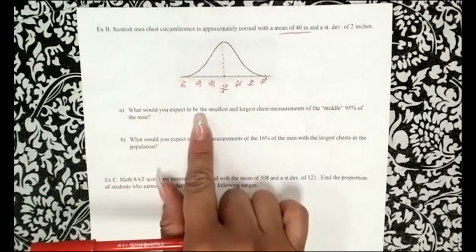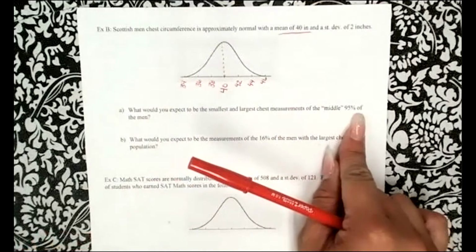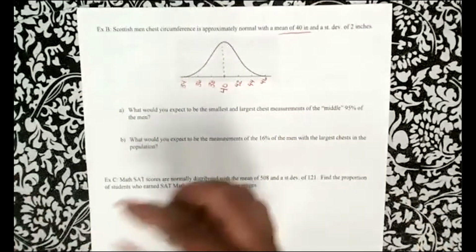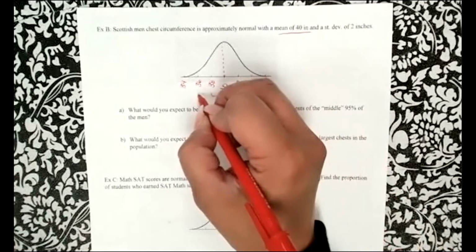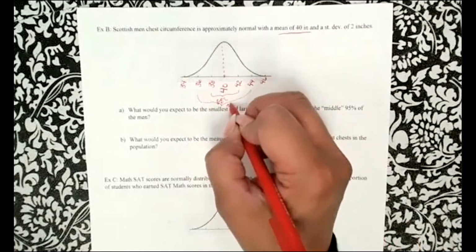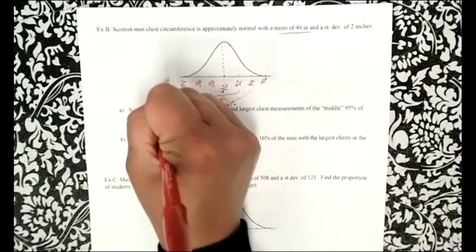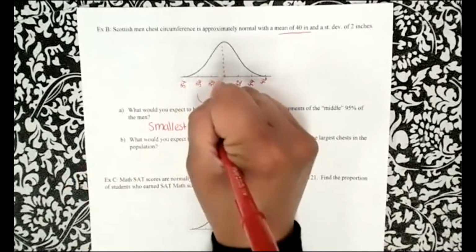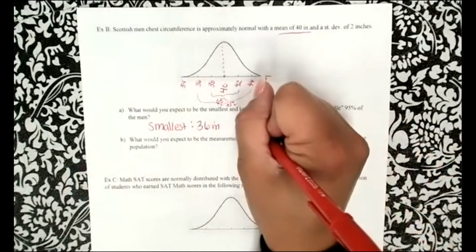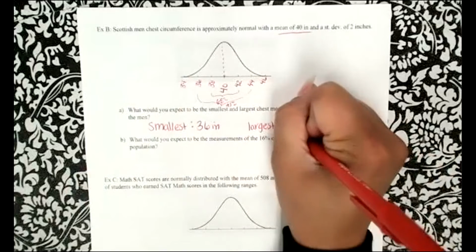What would you expect to be the smallest and the largest chest measurements of the middle 95%? So from here to here, this was 68%. From here to here is the 95%. So the 95% would be the 36 to the 44. So here the smallest would be 36 inches, and don't forget our units. And then the largest would be the 44 inches.